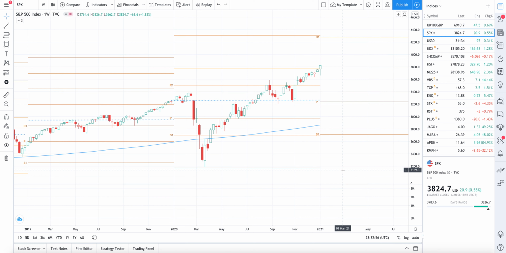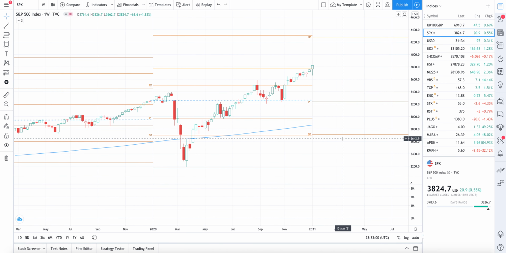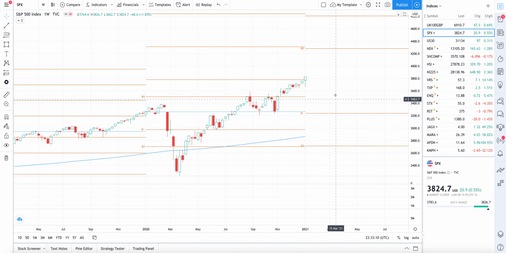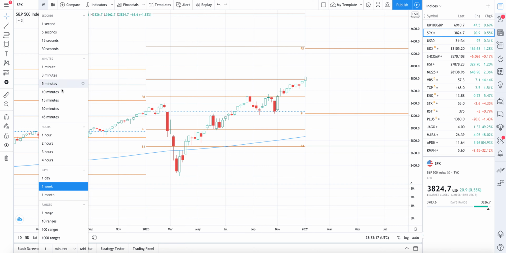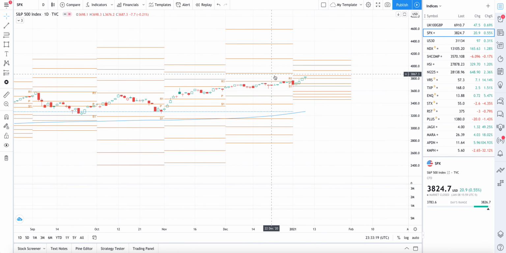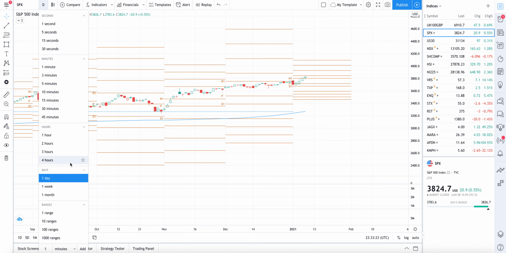I'm looking here at the weekly chart. Got the 200 period moving average plotted on the chart. And these lines here are the standard floor pivot lines. These are the yearly pivot lines, and that's what I typically use when looking at the weekly chart. And if I'm looking at the daily chart, then automatically we'll get the monthly pivots plotted.